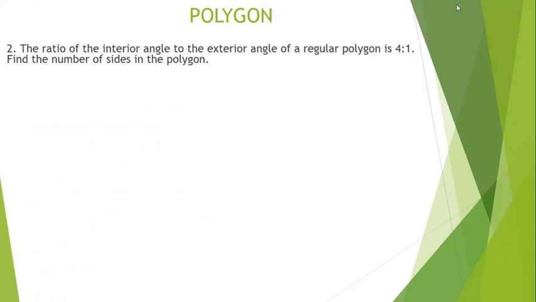Now the next question: the ratio of the interior angle to the exterior angle of a regular polygon is 4:1. Find the number of sides in the polygon.